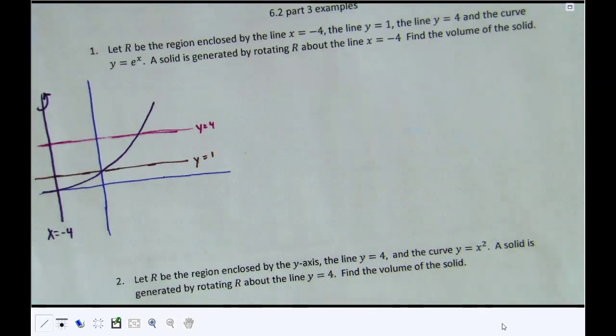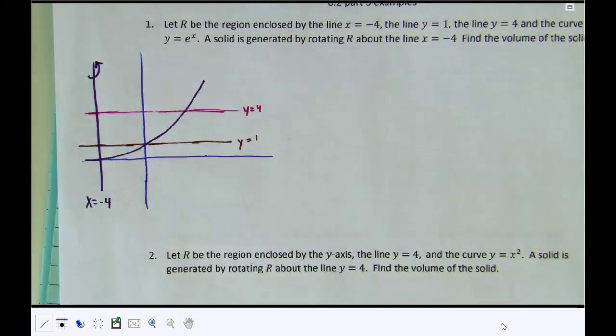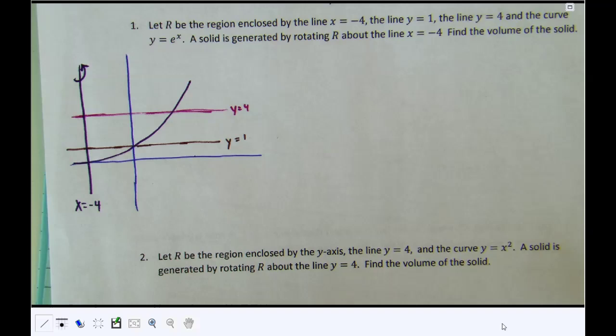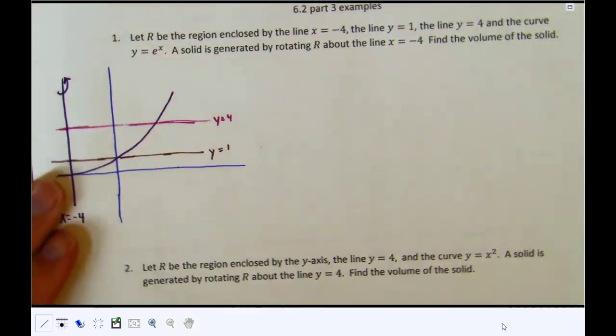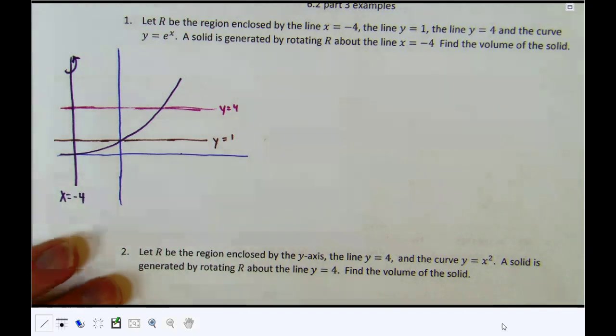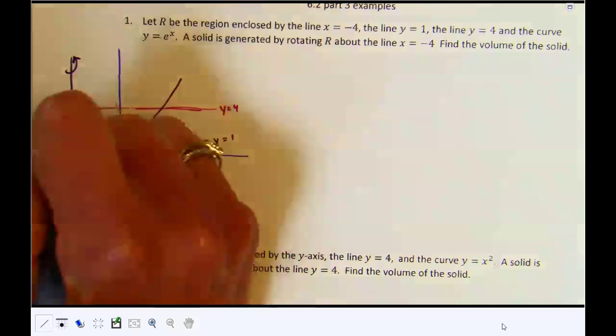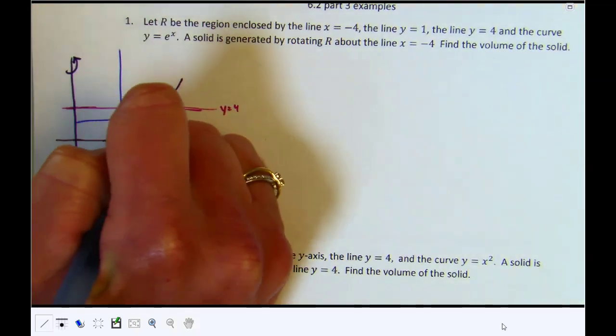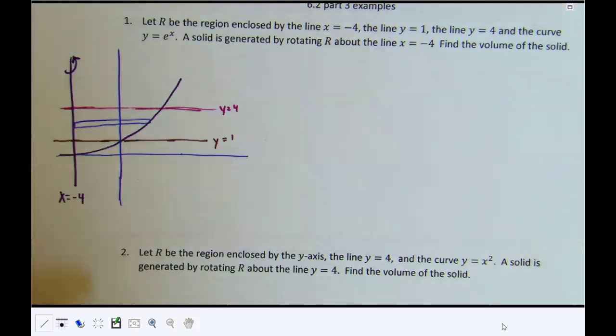So the difference is that normally we would be rotating only around the x or the y axis. Now we're rotating around this line. The good news is the lines that we will rotate around are only going to be horizontal or vertical. There's no diagonals, it's just horizontal or vertical. Remember, we always draw our slice perpendicular to the axis that you're rotating around. So here's our slice.